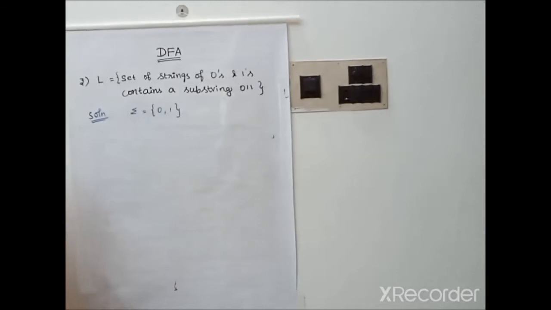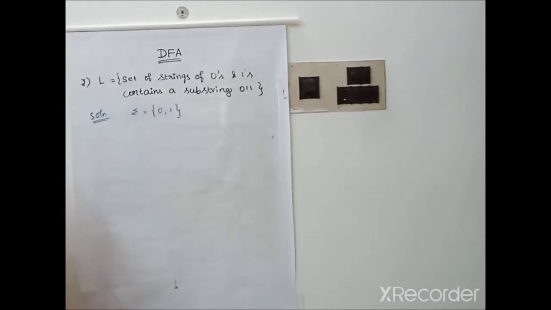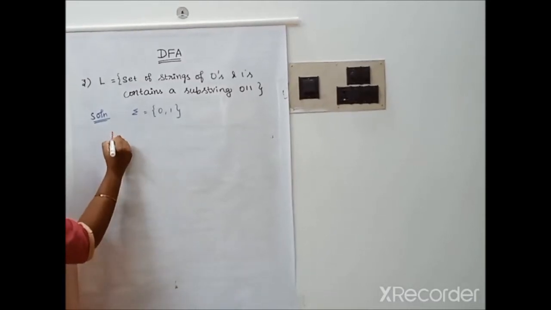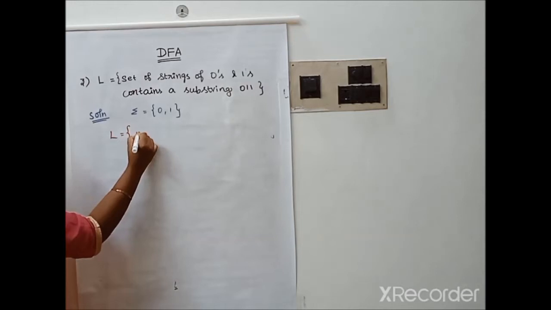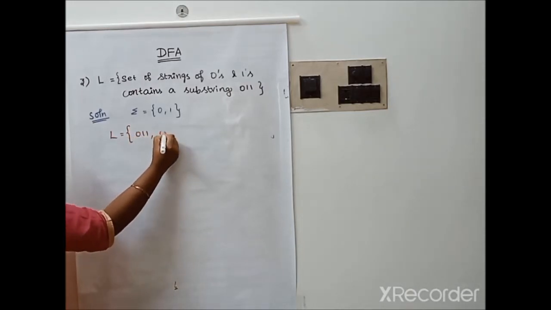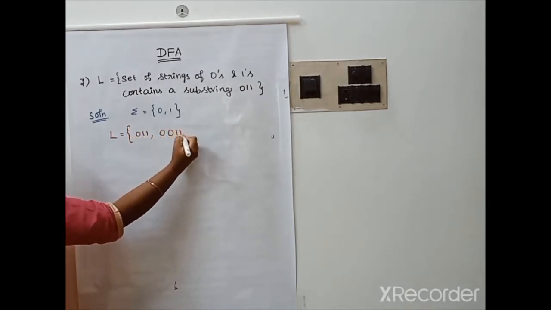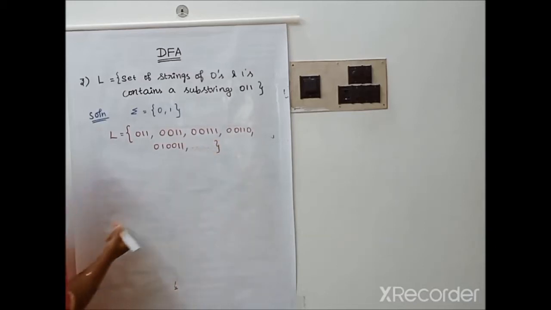Next example, third one: L is equal to the set of strings of zeros and ones that contain a substring 011. Here, what is the condition given? The string should contain the substring 011, that is, at least once 011 should be present in the string. Therefore, we can write the set of strings L is equal to 011, 0011, and so on. These are the set of strings.